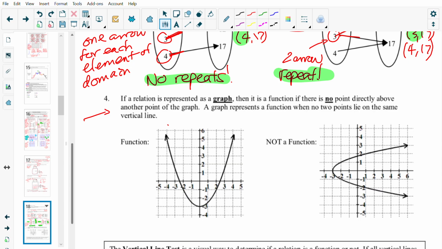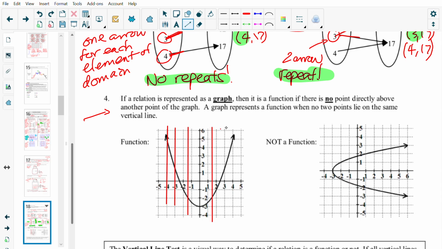So right here, let me just draw a series of vertical lines. If I draw this vertical line, it goes through only one point. This vertical line, only 1 point. How about this one in between? Just 1 point. You can draw a series of vertical lines. I will never go through more than 1 point.